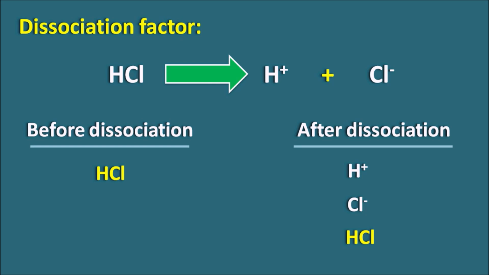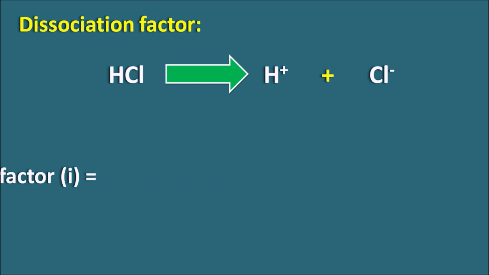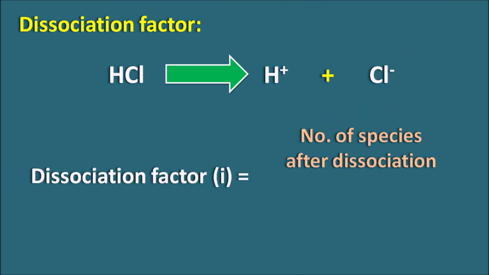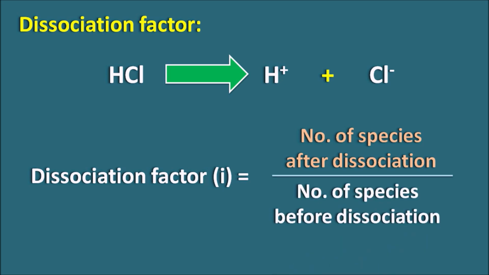So before dissociation there is only HCl, but after dissociation H+, Cl- as well as HCl are all present in the solution. Now by using this, we can determine the dissociation factor. The dissociation factor i is defined as the number of species after dissociation divided by the number of species before dissociation. So it is a simple ratio of the total number of species after dissociation to the total number of species before dissociation. Now let us see how it can be calculated.